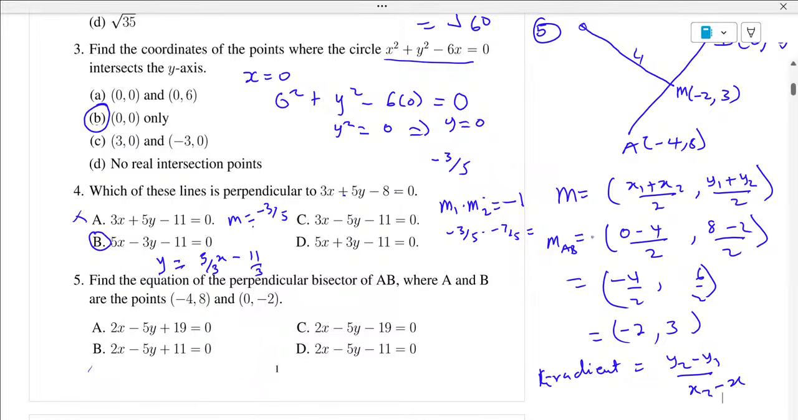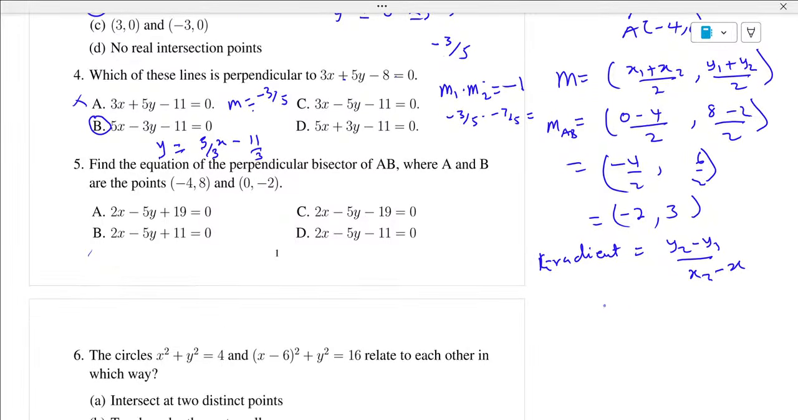And so in our case here, what is our point? We have y2 minus 8 all over x2, which is 0, minus -4, which is +4. Then this gives us -10 on 4, and that will give us -5 on 2. So this is our gradient, negative 5 on 2.